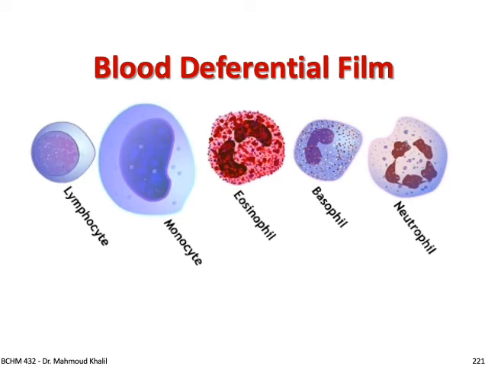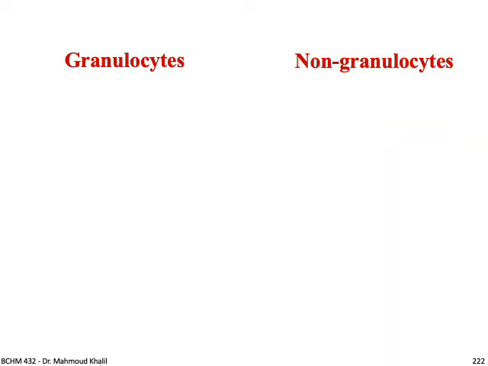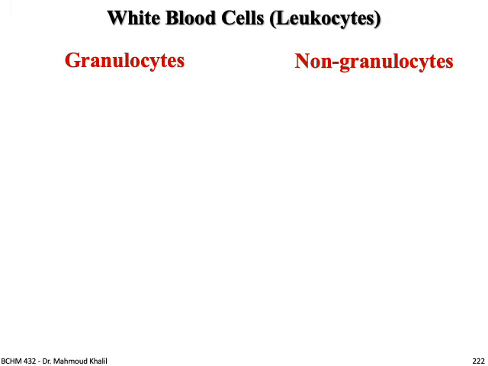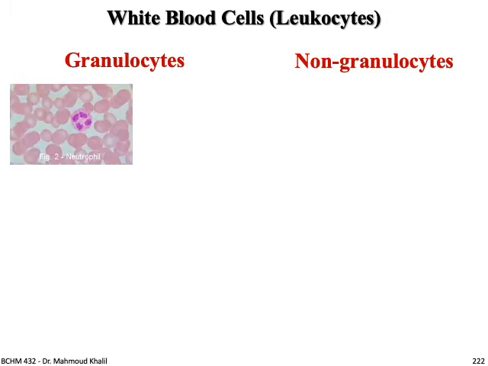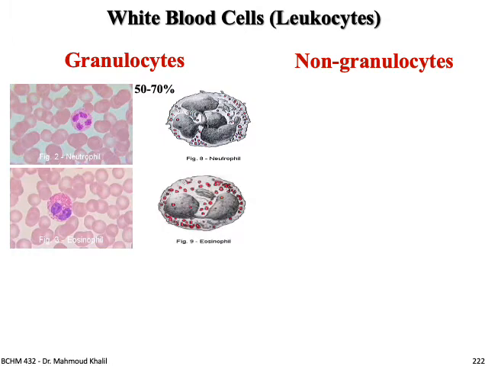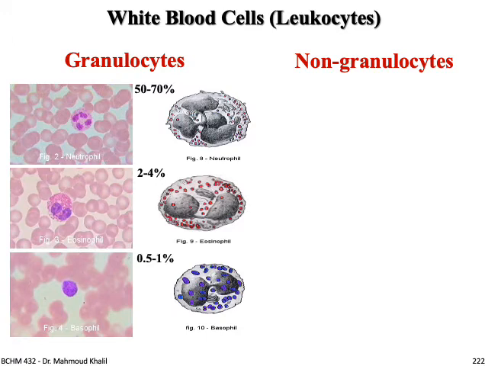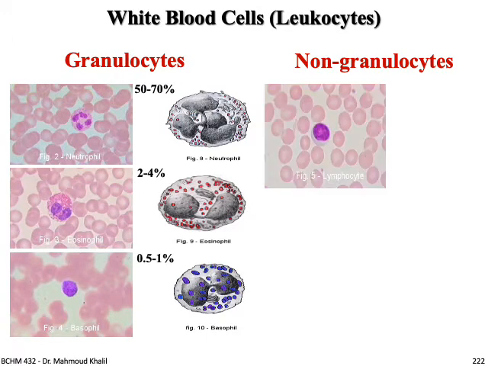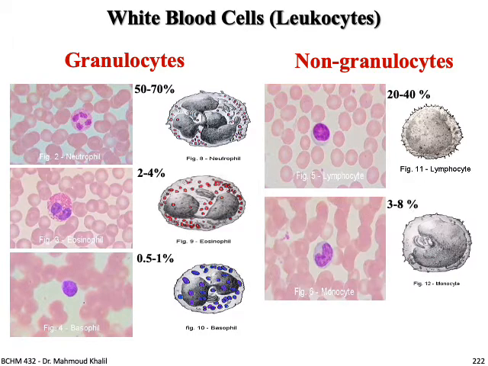A blood differential film will indicate the numbers of each type of white blood cell. Generally, for the white blood cells, you have granulocytes and non-granulocytes. For leukocytes, you have the neutrophils at 50 to 70%, the eosinophils at around 2 to 4%, the basophils at around 0.5 to 1%, the lymphocytes at around 20 to 40%, and the monocytes at around 3 to 8%.